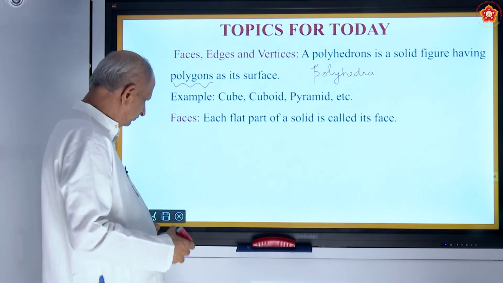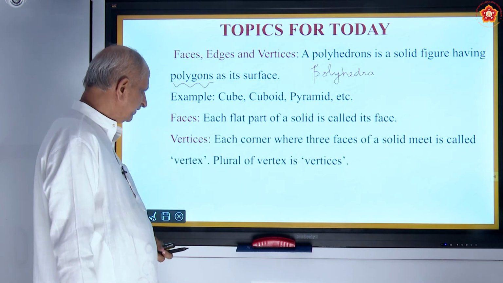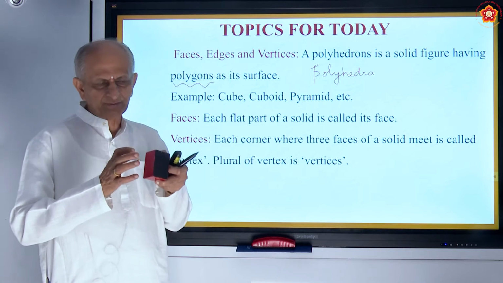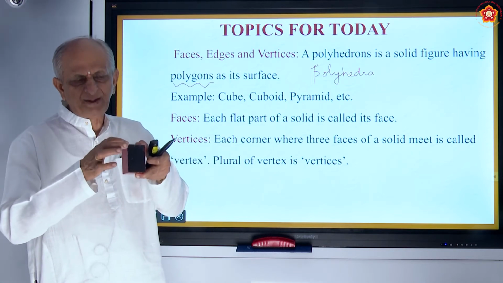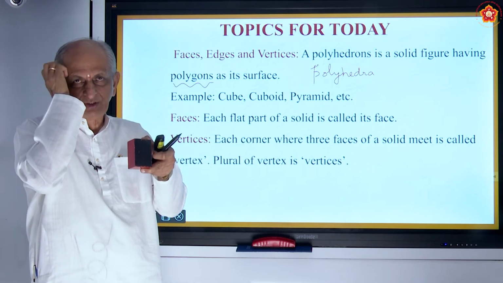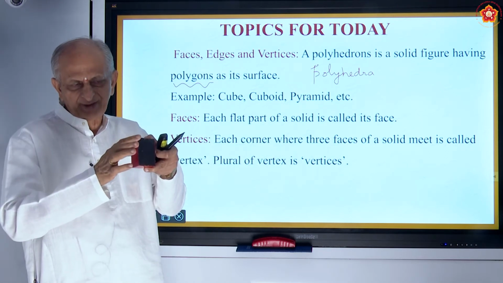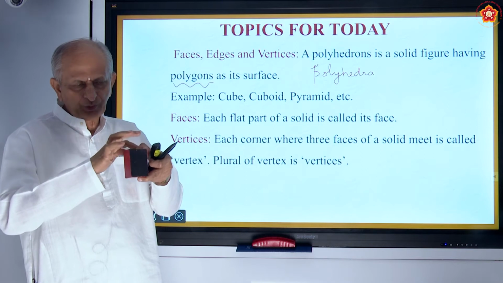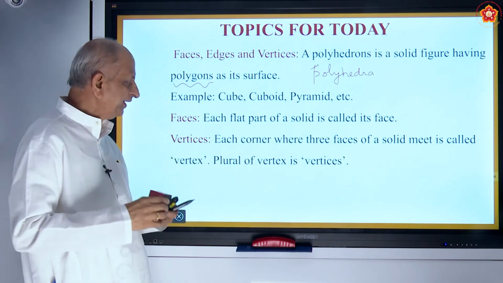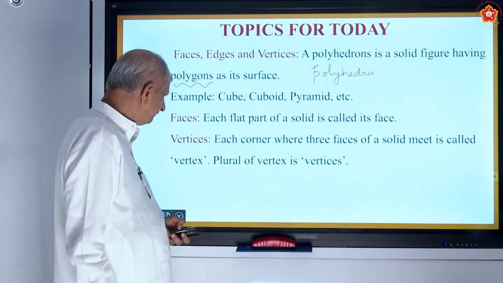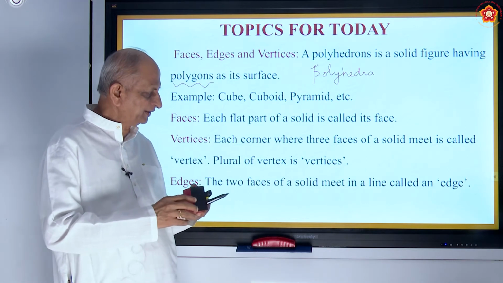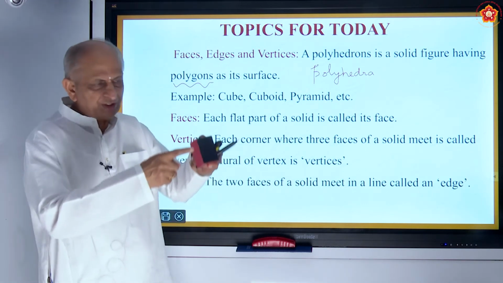And also you have vertices. Each corner where 3 faces meet, see here 1, 2, 3, they meet at a point. It is called a vertex. How many vertices are here? 1, 2, 3, 4, 5, 6, 7, 8. 8 vertices are there in a cuboid. And edges, the 2 faces of a solid meet in a line called an edge. This is called an edge.